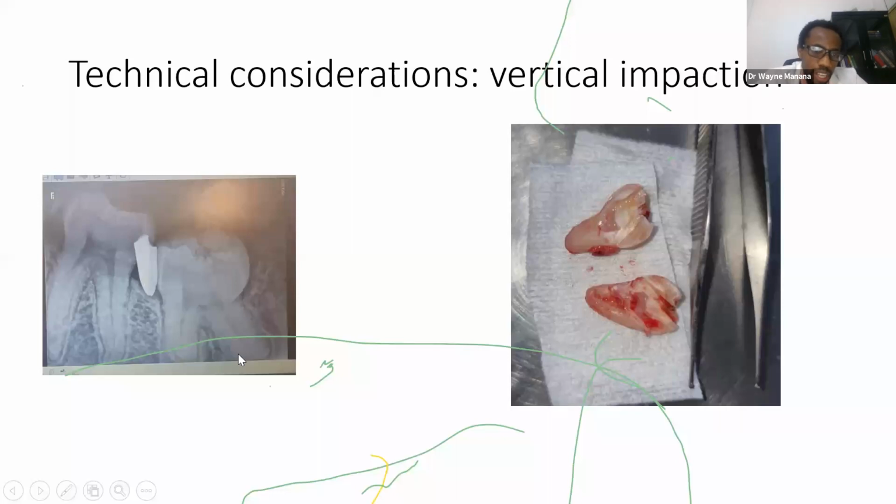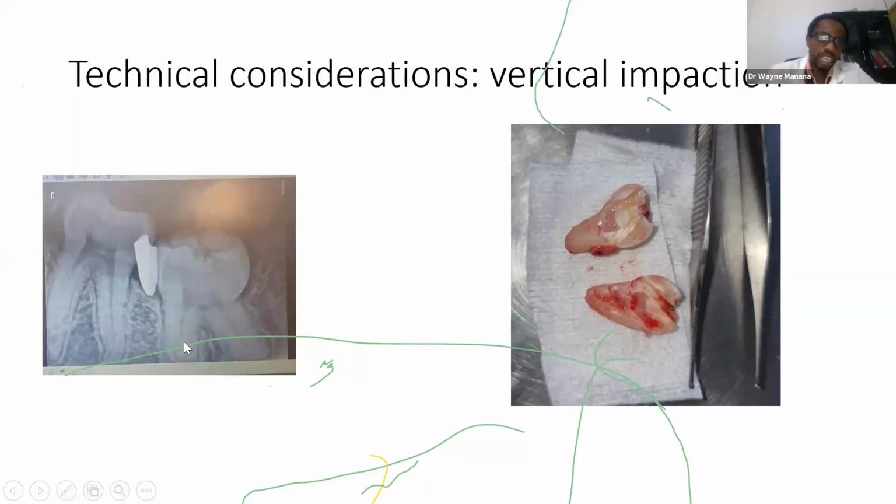What happens if the root is conical? If the root is conical, you still have to divide the tooth into two. And dividing the tooth not only makes the procedure easy, but it's also a way of protecting the nerve, especially in cases where the nerve is going through the interradicular bone.